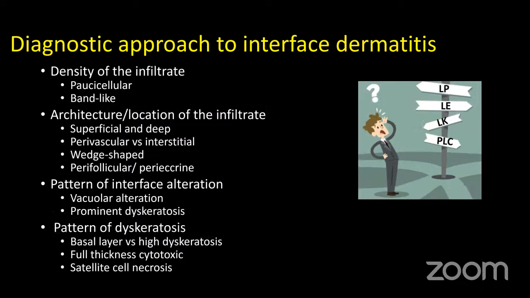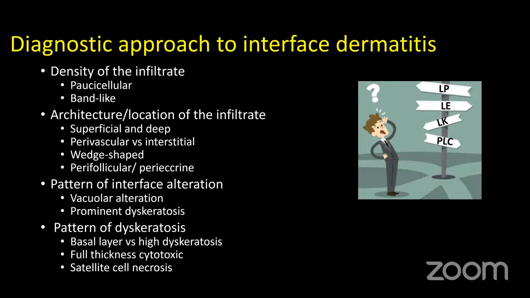So again, for the density of the infiltrate, we already went through this. You decide if it's sort of paucicellular or solidly band-like. How is the infiltrate in the dermis? Is it involving the vascular plexus and the deeper dermis? Is it periadnexal? Is it mostly interstitial?